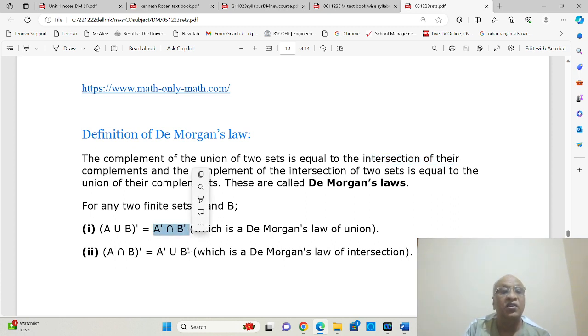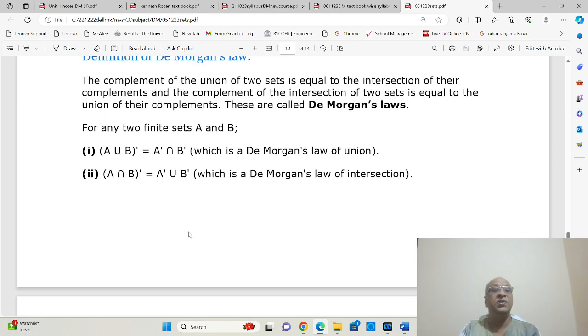So what is this here now? A complement intersection B complement. So you can say this as the complement of the union of A and B is equal to the complement of A intersection complement of B. Similarly, the complement of A intersection B will be equal to the complement of A union complement of B. So these are called De Morgan's law of union and De Morgan's law of intersection.